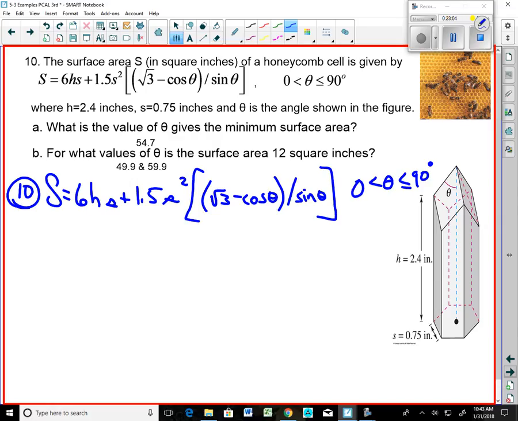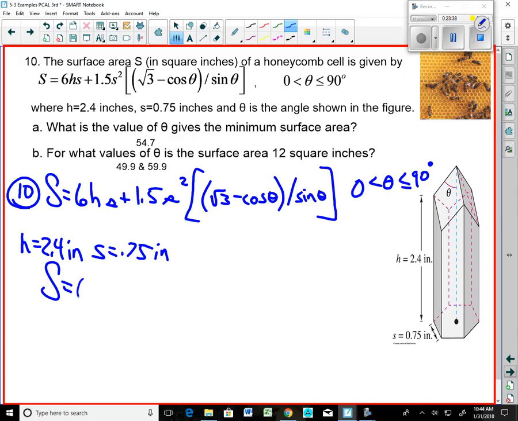And so where h is 2.4 inches, and s is 0.75 inches, and theta is the angle shown in the picture. So you've got this little house looking thing, and it's that angle in the back there. If you're looking, that's where they showed that one. And so partly this is just a typing exercise, correct? Because they give you everything you need.